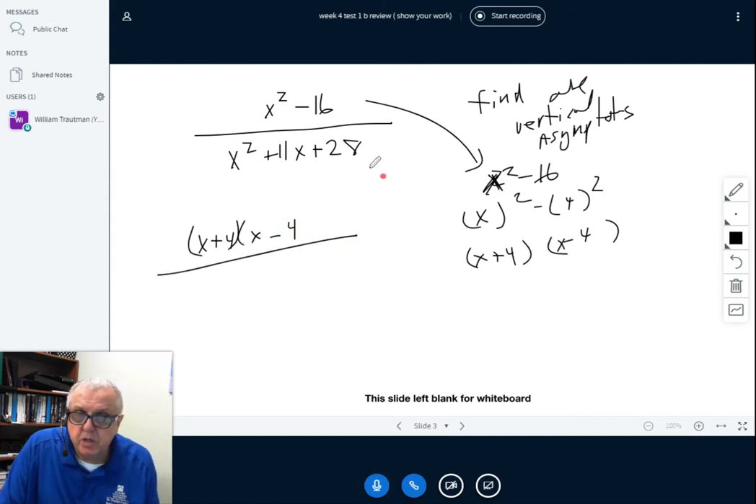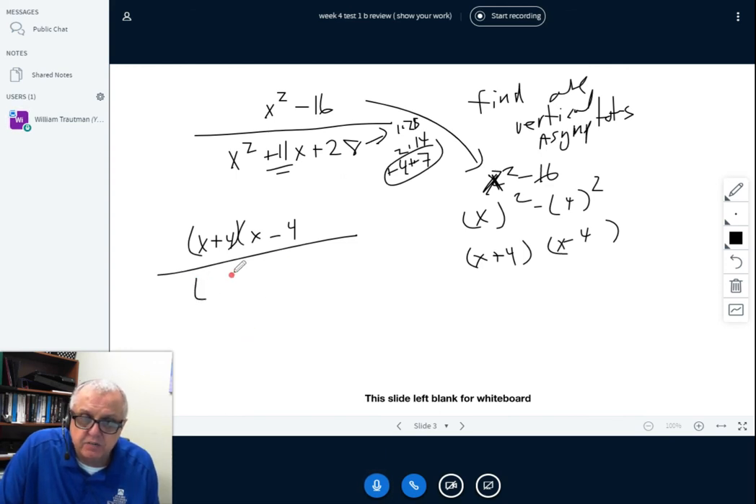The bottom factor is 28: 1 times 28, 2 times 14, 4 times 7 is 28. How do I get a positive 11? None of these give me a positive 11 when I add them unless I do plus 4 and plus 7. So that's all the work I want to see for the factoring of that. And I get an x plus 4 and an x plus 7.